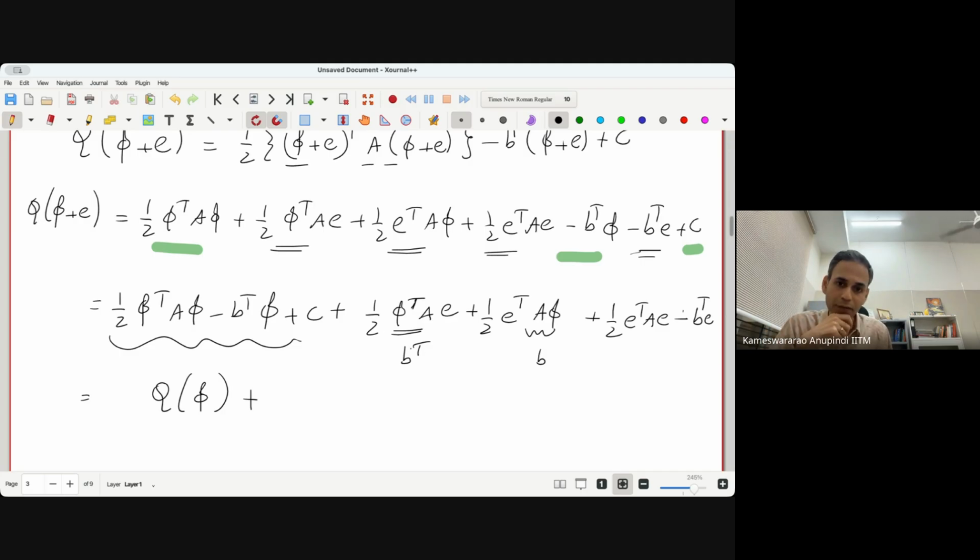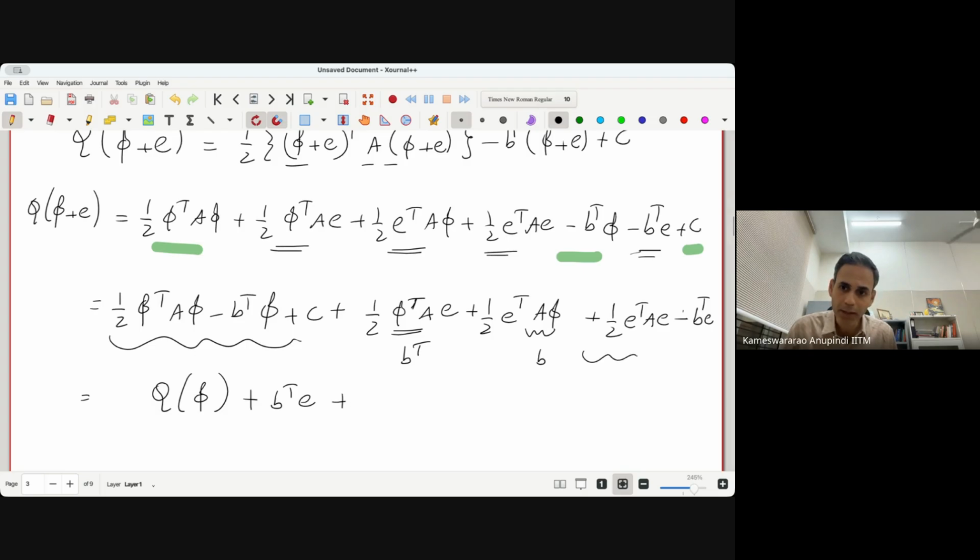So what I have is half of B transpose E plus half of E transpose B. This is nothing but two halves of B transpose E and E transpose B. B and E are two vectors. If you take the transpose of one and then multiply, they are going to basically give you an inner product. So that means two halves become one. I can write this as B transpose E or E transpose B.